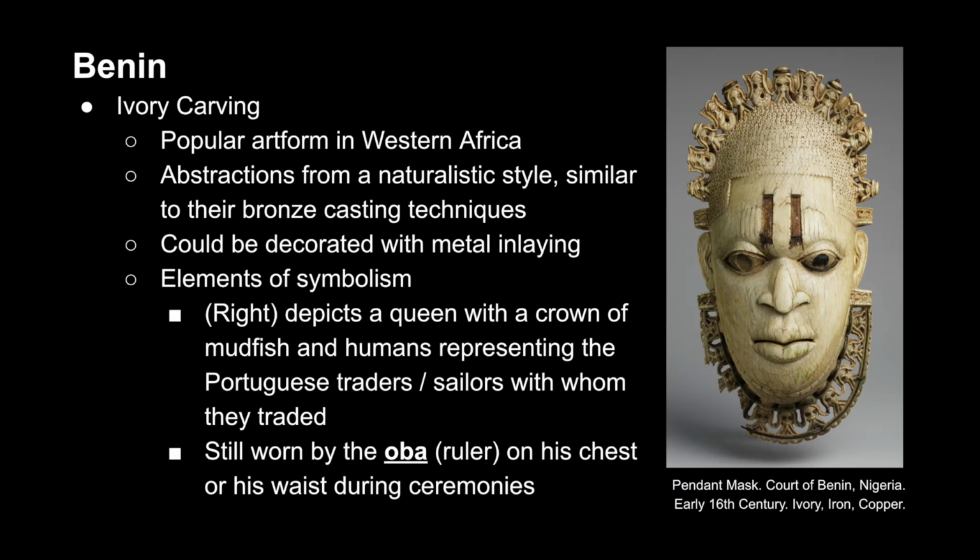It depicts a queen, but the crown on her head is made up of mudfish and human forms, which represents the Portuguese traders and sailors with whom these people traded. These kinds of pendants are actually still worn by the Oba, or the ruler, on his chest or at his waist during ceremonies.